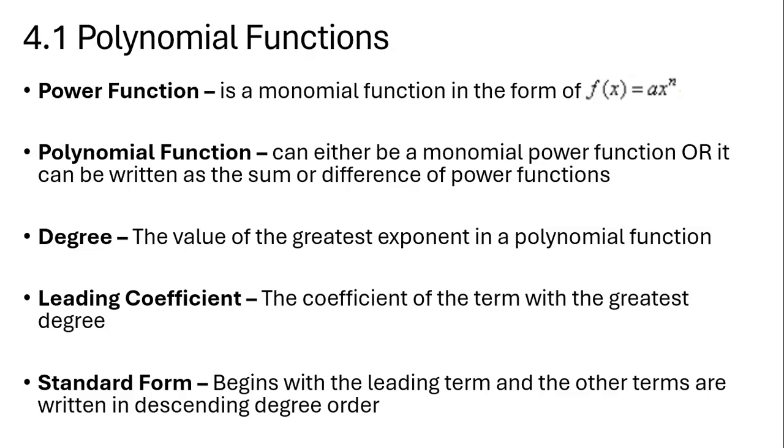There's a lot of vocab in this lesson, so just hang with me as we get through it. Some of it we've seen before, such as a power function. We saw that in our last lesson. This is a monomial function, monomial meaning one term, in the form of this. It can be 3 times x squared, negative 2 times x to the fifth, whatever. That's a power function. A polynomial function, this literally means many, and this is terms. So it has many terms.